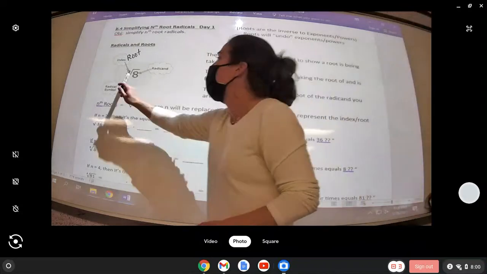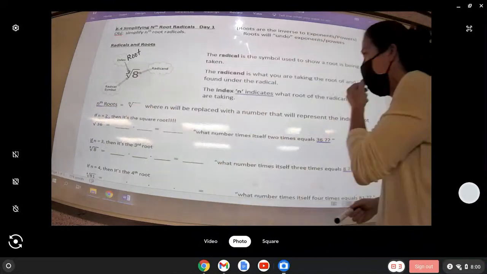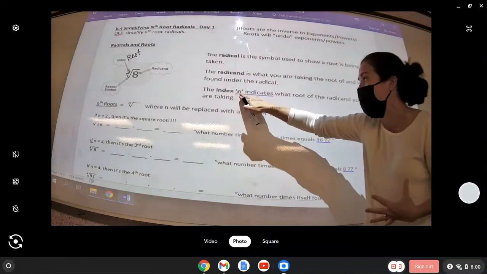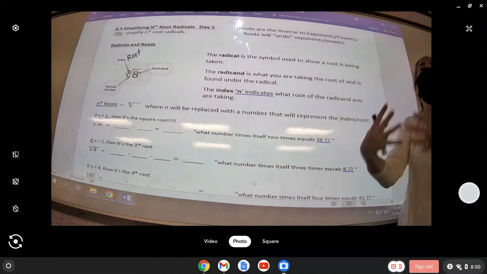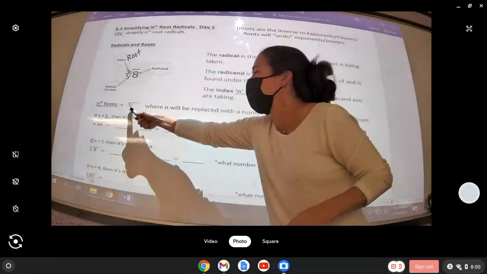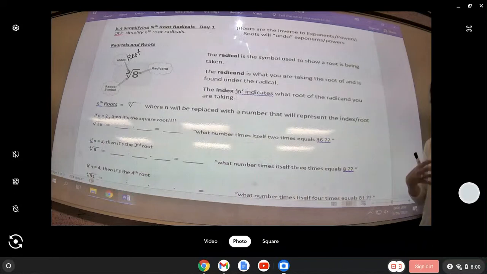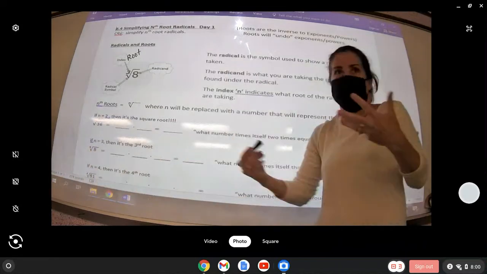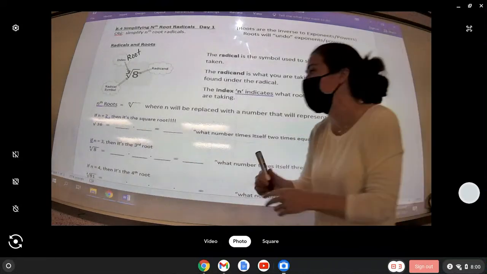We have the radical symbol, we have the index or the root, and then we have the radicand, the number underneath, all right? And the index is the most important part because the index n indicates what root of that radicand you are taking. What power are you trying to undo, okay? So with nth roots, it's going to look like this, but n will be replaced with a number that will represent the index or the root. If n is 2, then it's the square root symbol. It's the one you know. If it's the nth root and n is 2, it's the square root.